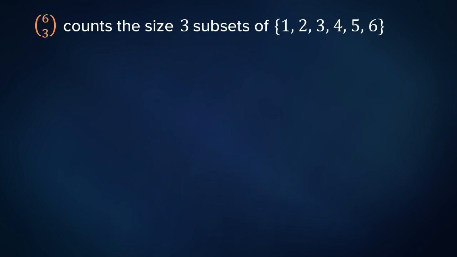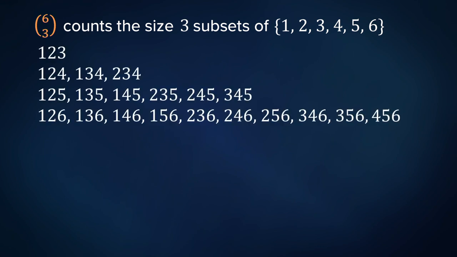Now we know that 6 choose 3 counts the size 3 subsets of the set {1 through 6}, and there are 20 of them shown here. Now I've written these 20 subsets in 4 rows, where these rows have 1 number, 3 numbers, 6 numbers, and 10 numbers respectively. The last row has all the subsets that contain a 6. Notice that these subsets are all of the size 2 subsets of {1, 2, 3, 4, 5} with a 6 tacked on to the end. Thus, there are 5 choose 2, that's 10 such entries.